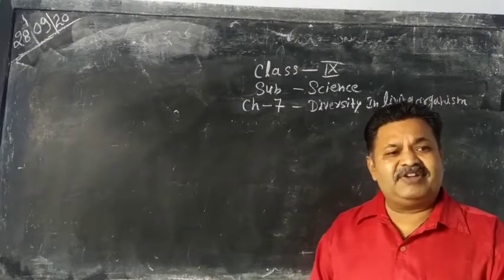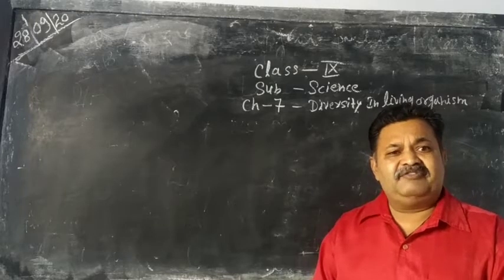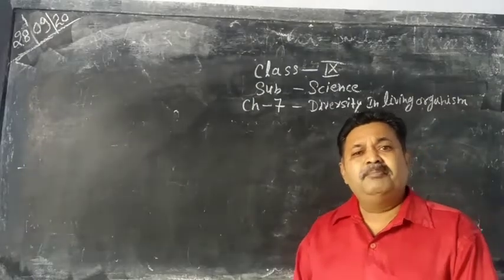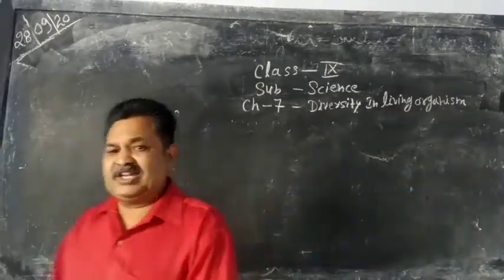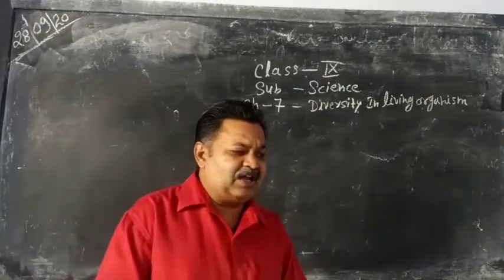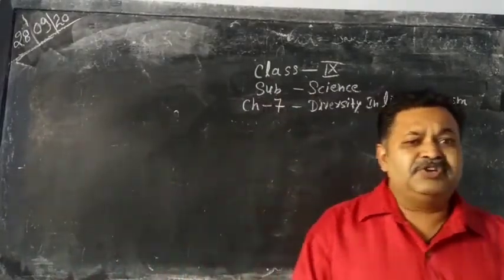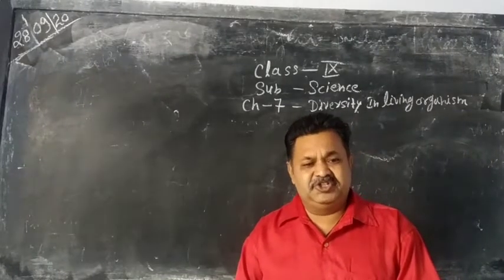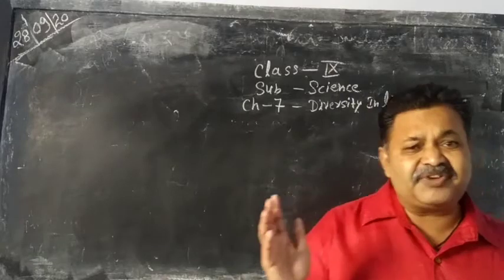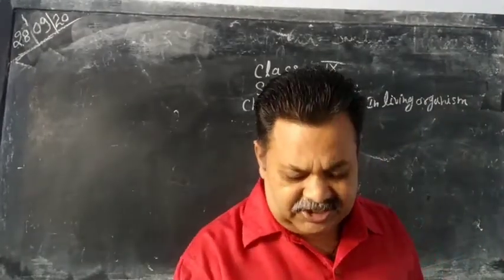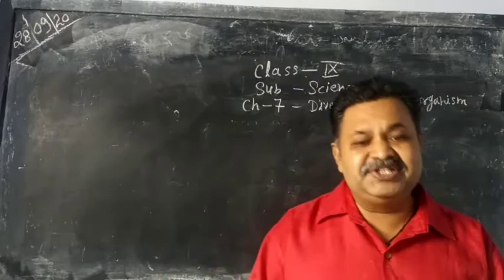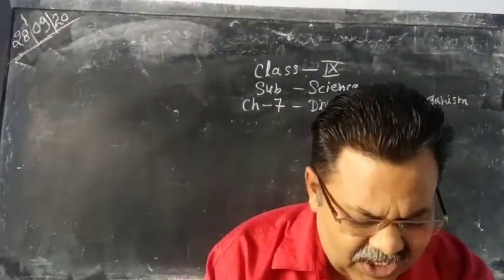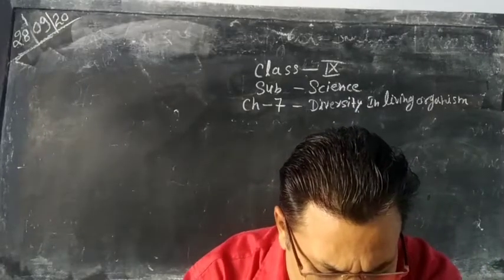If we do not have any classification, then our study of organisms is so difficult, because there are millions of species of organisms or millions of genera present in nature. So we can't study any organism individually. Classification is most necessary to make our study easy. So our topic is diversity in living organisms.